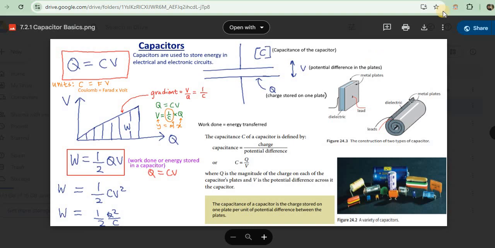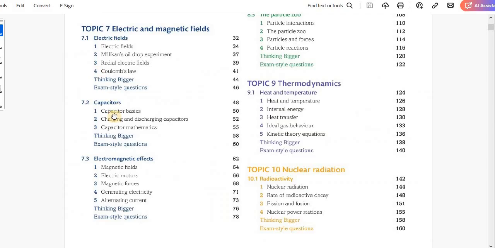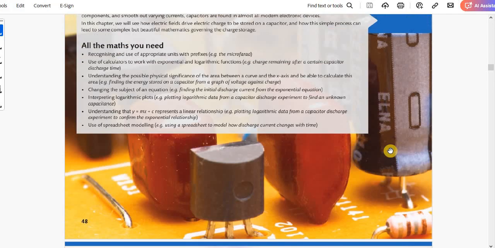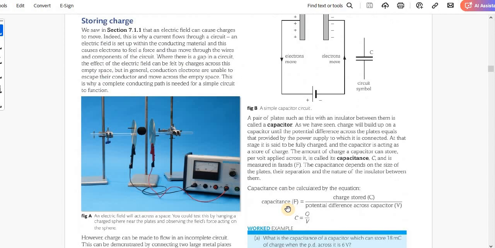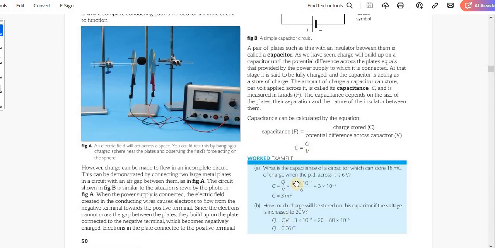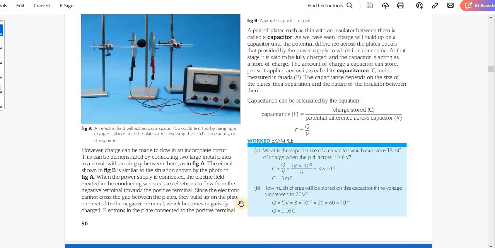Alright, so here is the first slide. Now let's also have a look at this from your textbook. So let's go to chapter 7.2, which is on page 48. Okay, so you see here capacitors, capacitor basics, this equation, and there are some calculations involving this equation.